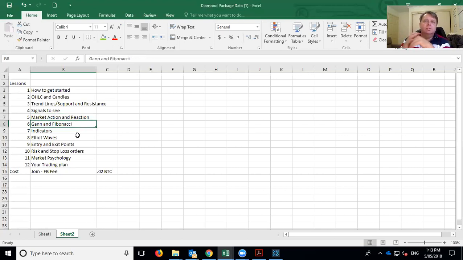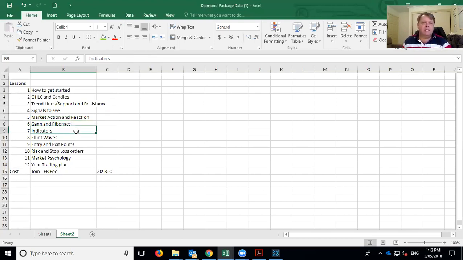We then start getting into what we call Gann and Fibonacci. So Gann was a trader back in the early 1900s. Fibonacci was a mathematician. Gann was a mathematician as well. So both these guys had certain indicators that we can use that play out constantly in the marketplace that we use again to support our analysis and give us a bit of an indication of what's going to happen.